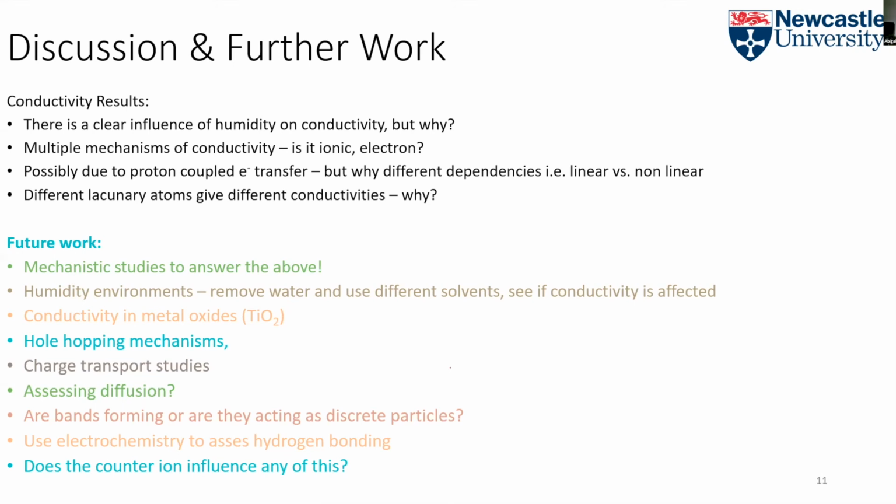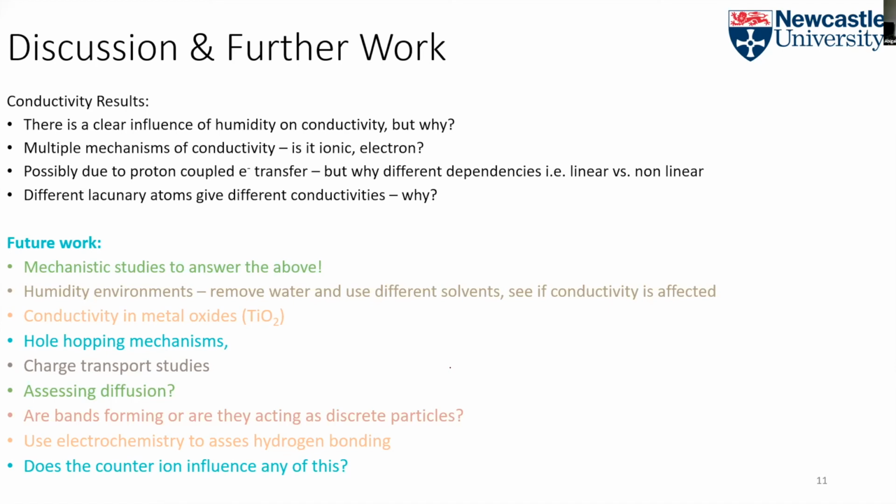Another interesting question is, are bands forming? So people in the past have said that POMs have semiconductor-like properties, and they form these bands that are like a conduction band and valence band, and like a HOMO and LUMO, so they're in between. And I think it'd be interesting to find out whether there are bands forming or whether they're acting as discrete particles or molecules. And also using electrochemistry a lot to assess hydrogen bonding.